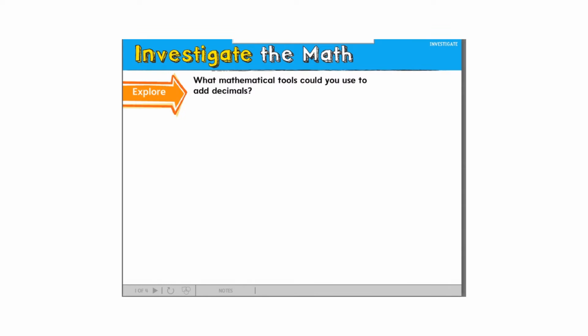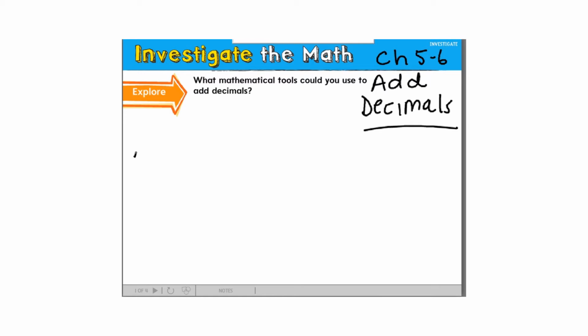Look over at your notebook. Write that into your notebook, please. All right, so in your notes, you need to make sure you have the chapter, which is chapter 5, lesson 6, and then write the title of adding decimals. Here are two things that you need to remember when you add decimals. So I want you to write these two things down.